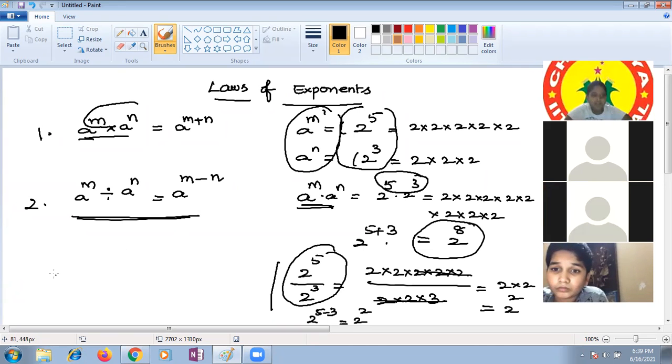Srishti, please, you are raising your hand. What's your doubt, Srishti? Ma'am, can you say it again, how can a power m be 2 power 5?